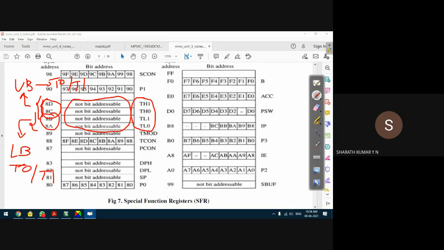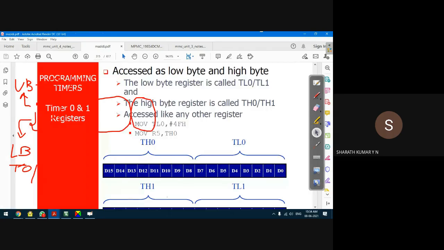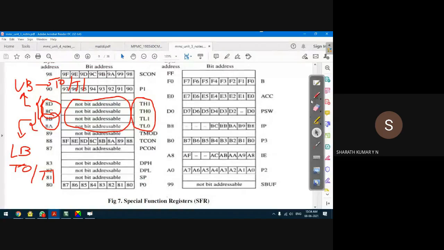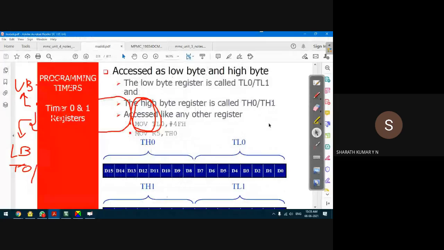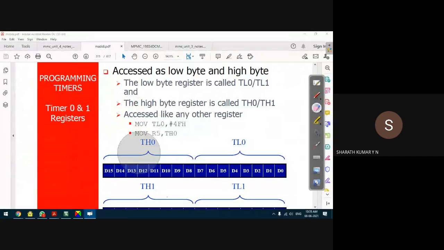So that means timers are placed in the internal memory, the internal SFR, special function register block of the 8051 microcontroller. How to access these locations: there are two possibilities. You can use the name of the register, or you can use the byte address of each register, because it doesn't have a bit address. So that's what the author is trying to explain here. We can access these timer registers using their names, either TL0, TL1, TH0 or TH1, or we can use their addresses, like 8A, 8B, 8C, 8D.